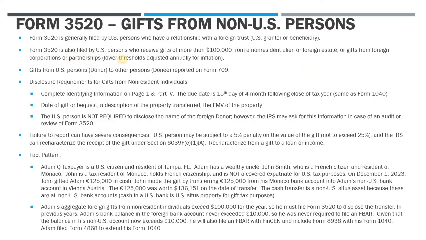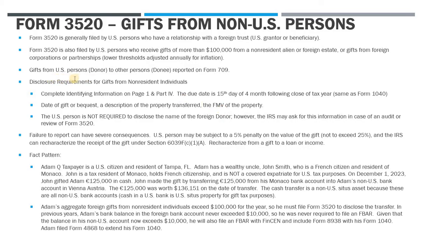Now, the filing requirement is triggered if the U.S. person receives gifts of more than $100,000 U.S. during the year from non-resident aliens or foreign estates. And then there's a much lower threshold for gifts from foreign corporations or partnerships. Now, generally, when we talk about gifts, for the recipient, the donee that receives the property, it's not taxable income to that person, right? Because it's a gift.